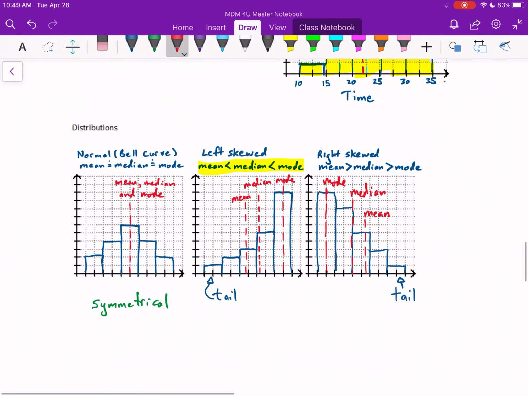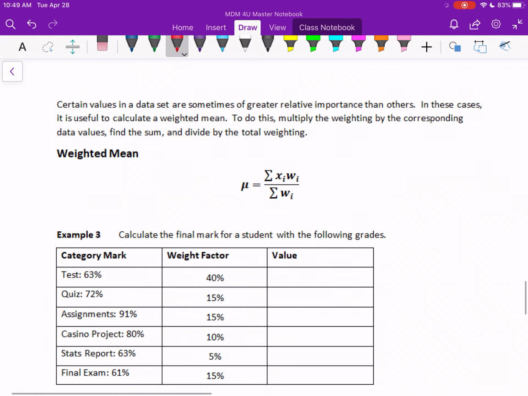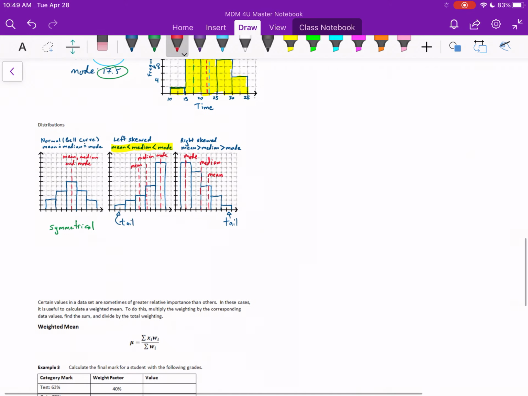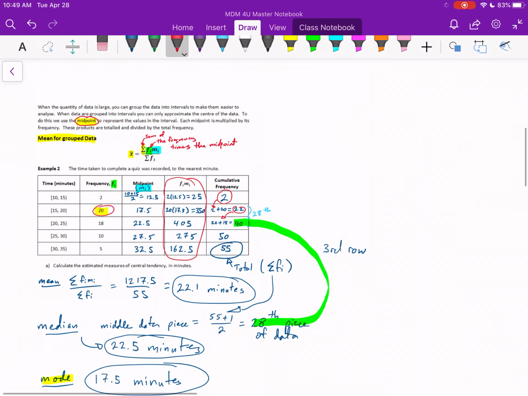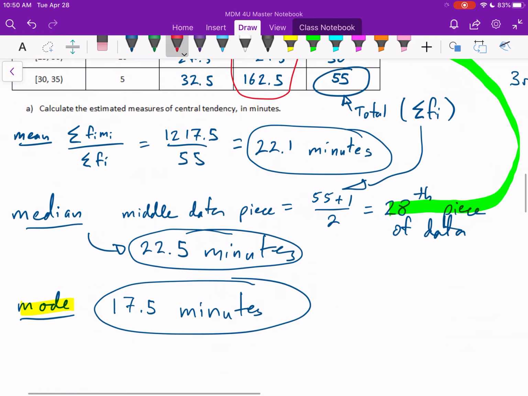Okay, so those are some common distributions. You need to know them. Finally, we're going to look at something called the weighted mean. Weighted mean is very similar to what we've already looked at for grouped mean. So we have this formula for grouped data, right? X bar equals sigma f sub i times m sub i all over sigma f sub i.